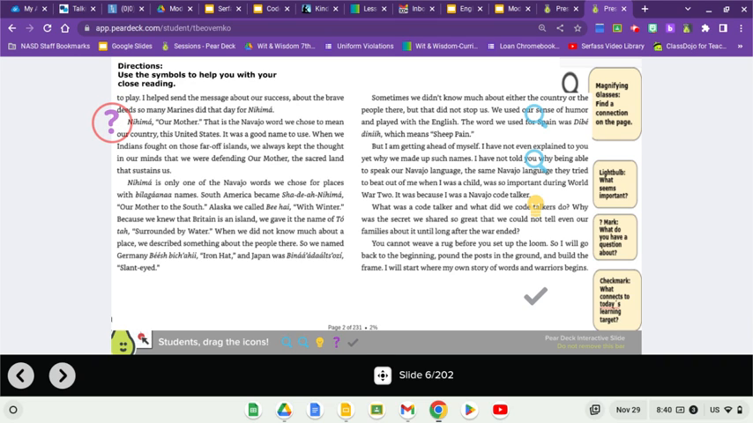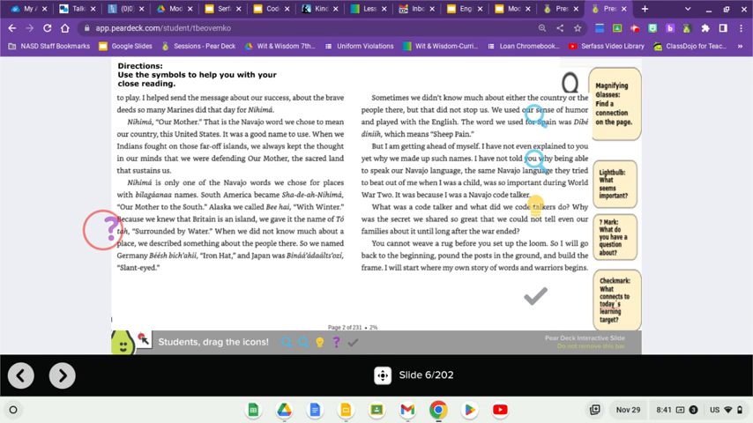That is the Navajo word we chose to mean our country, this United States. It was a good name to use. When we Indians fought on those far-off islands, we always kept the thought in our minds that we were defending our mother, the sacred land that sustains us. Nehima is only one of the Navajo words we chose for places with Bilagaana names. South America became Shádi'áhí Nihimá, our mother to the south. Alaska we called Béésh Bitsi, with winter. Because we knew that Britain is an island, we gave them the name of Tó Baahígíí, surrounded by water.